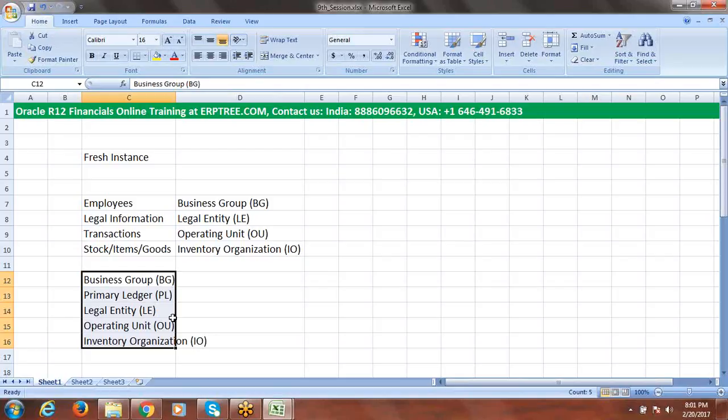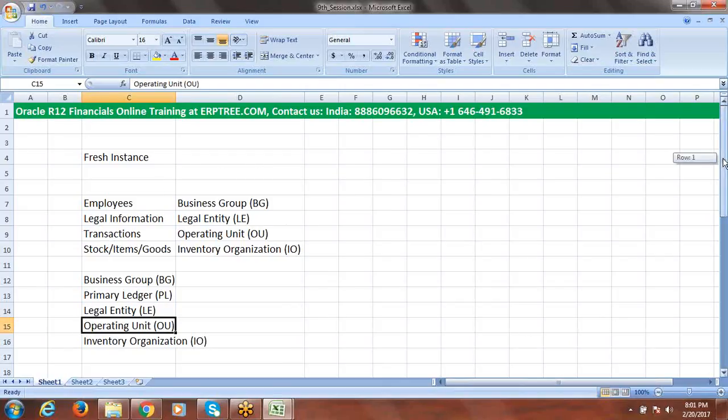The same way here, when you look at these classifications, they also need to be maintained in the system by following a certain hierarchy only. On top level we should have business group. Under business group we have to maintain primary ledger. Under primary ledger we have to maintain legal entity. Under legal entity we should maintain operating unit. Under operating unit only we should have inventory organization. This is a hierarchy which is designed and delivered by Oracle.